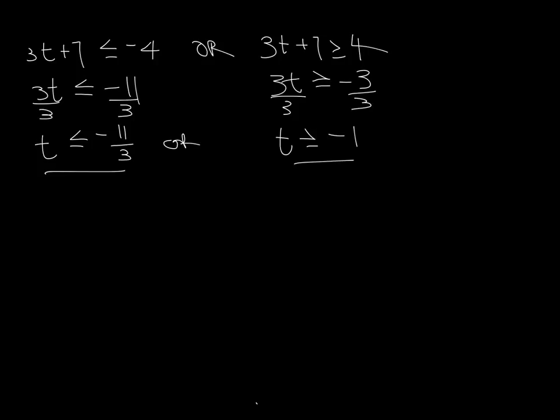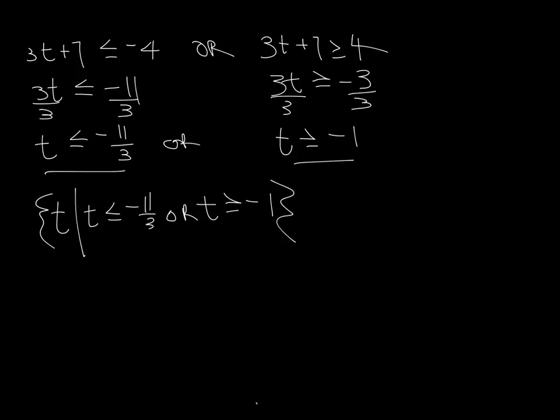And let's go ahead and graph this. Well, first of all, let's write it in set notation. Set t such that t is less than or equal to negative 11 thirds, or t is greater than or equal to negative 1. Alright, so that is in set builder notation. Let's go ahead and graph this.